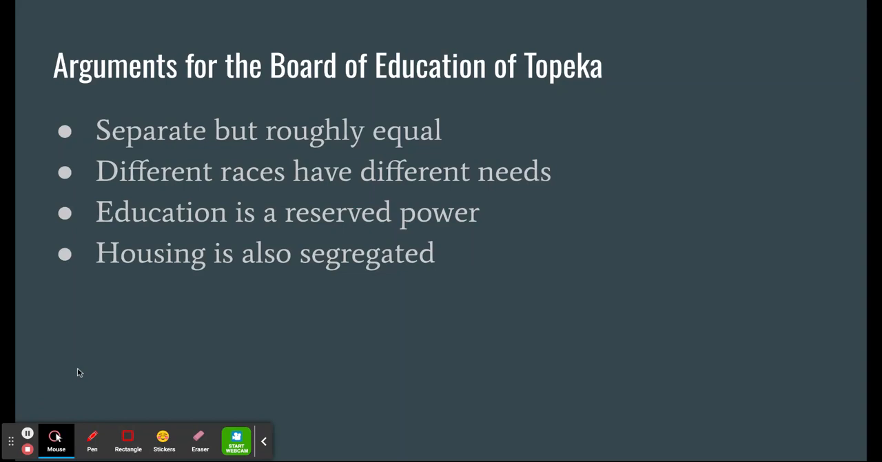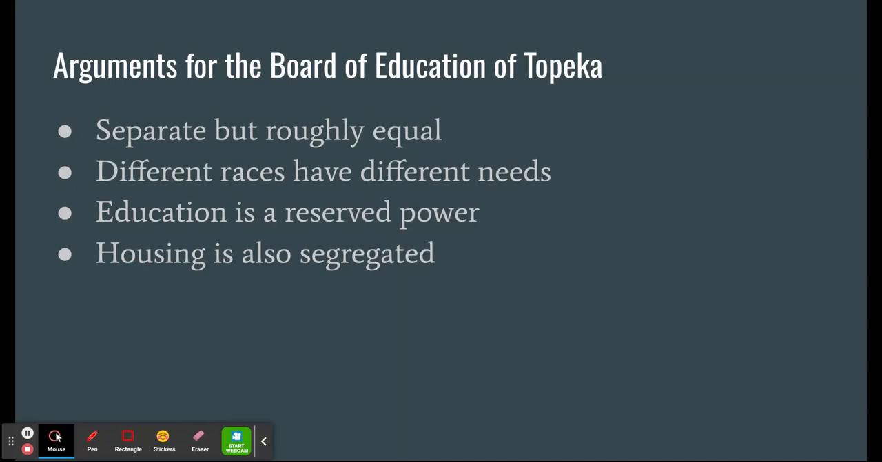All right, so some of the arguments for the Board of Education of Topeka were that they claimed that the schools had similar and therefore equal educational facilities, just adjusted for different students' needs. For example, they argued that white students probably felt more comfortable in a learning environment with other white students, and Black students probably felt more comfortable in a learning environment with other Black students.